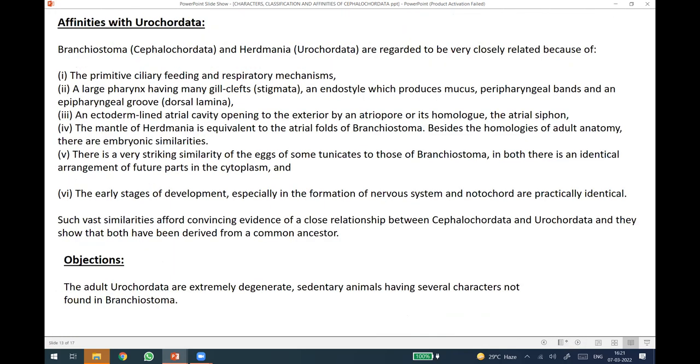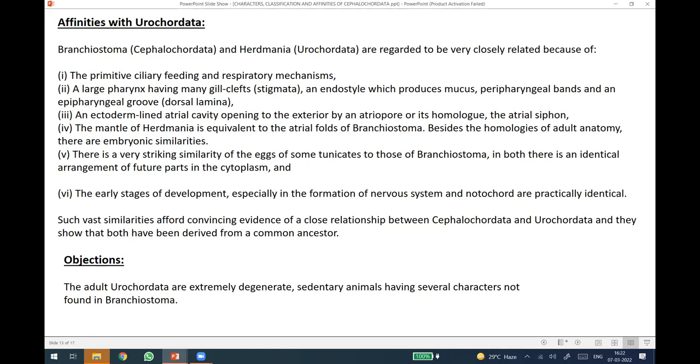So affinities with urochordata. Branchiostoma and Herdmania, that is urochordata, are regarded to be very closely related because of these similarities: a primitive ciliary feeding and respiratory mechanism, large pharynx with many gill slits, endostyle producing mucus, peripharyngeal bands and an epipharyngeal groove, an ectoderm lined atrial cavity opening to the exterior by an atriopore or its homolog, the atrial siphon. The mantle of Herdmania is equivalent to atrial folds of branchiostoma.